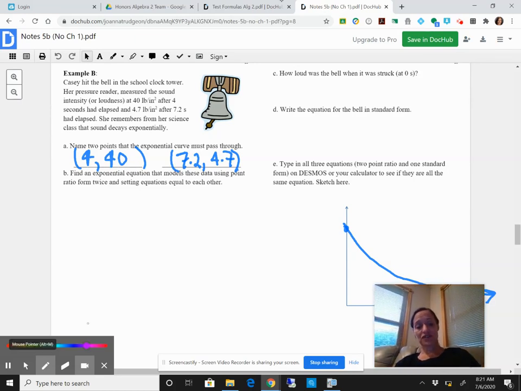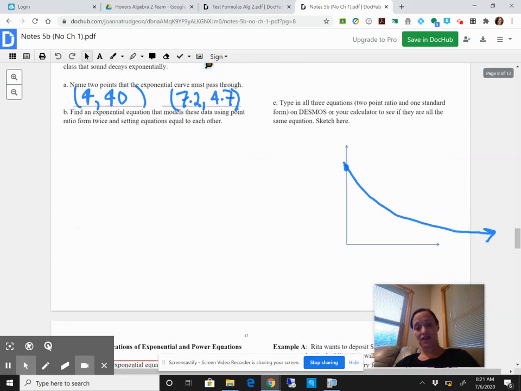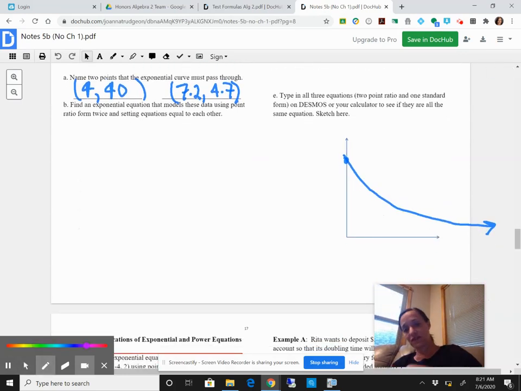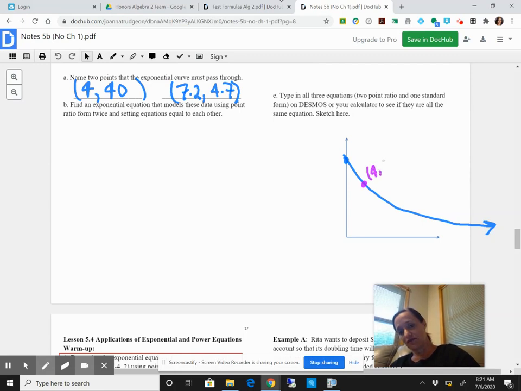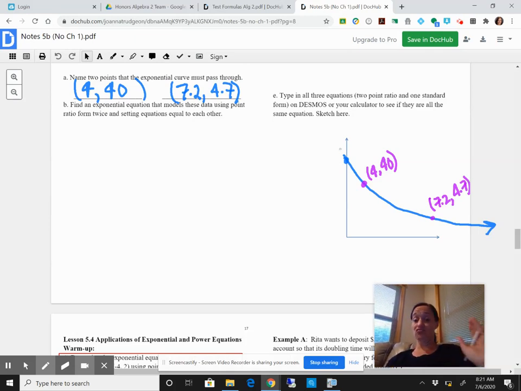Now, just for fun, let's plot a couple points because it helps us. At 4 seconds, there's 40 pounds of pressure. And over here at 7.2 seconds, there's 4.7 pounds of pressure. At the starting value, there was a lot of pressure. It was really loud at the beginning. We don't know what that is, but we will find out.